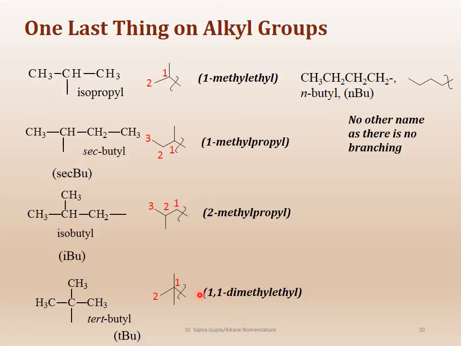Now I mentioned to you before that usually we don't have groups for 5 carbons, and that again is because if you have sec-pentyl or isopentyl, it becomes a little confusing. So in those kinds of cases, this nomenclature is very helpful. For the butyl group, there is no other name because there is no branching, so you don't have to worry about that. But I wrote it out just so that you know this.